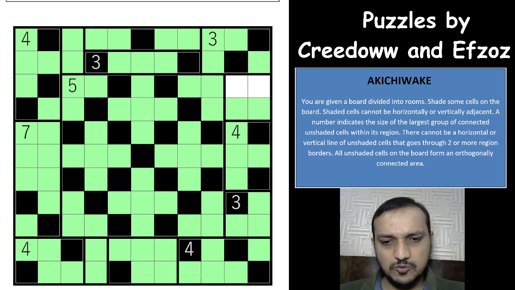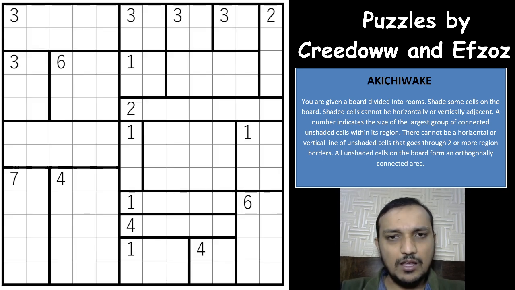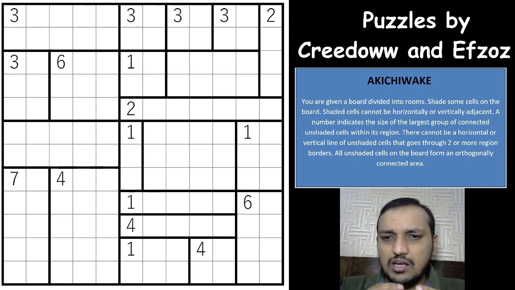Let us go on to the next puzzle here by efzoz. So this puzzle is by efzoz, one of my favorite authors, really an excellent author. So let's see if we are able to crack this puzzle. I've taken simple puzzles because I just wanted to explain the things that you have to do in this kind of puzzle, right?